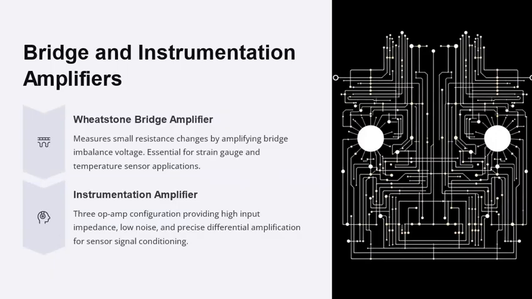Next, there are instrumentation circuits: the bridge and the instrumentation amplifier. The Wheatstone bridge amplifier is used to measure small resistance changes by amplifying the bridge imbalance voltage, which is essential for strain gauge and temperature sensor applications. The instrumentation amplifier uses three operational amplifier configurations to provide higher input impedance, low noise, and precise differential amplification for sensor signal conditioning.